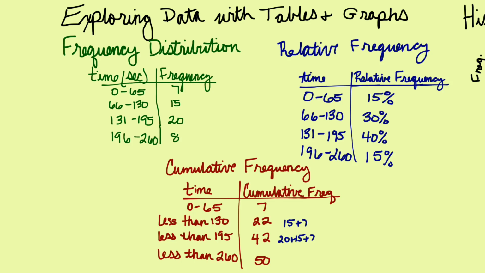So we're looking at our table. 7 people, or 7 units, fall into the range of 0 to 65 seconds. 15 units fall between 66 and 130 seconds. 20 people and 8 people, so on and so forth. So this gives you the class of our data and the number of units in each class.